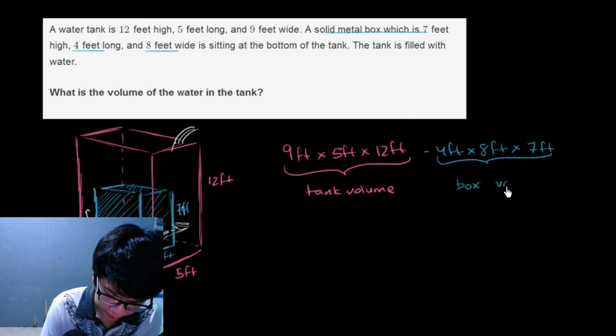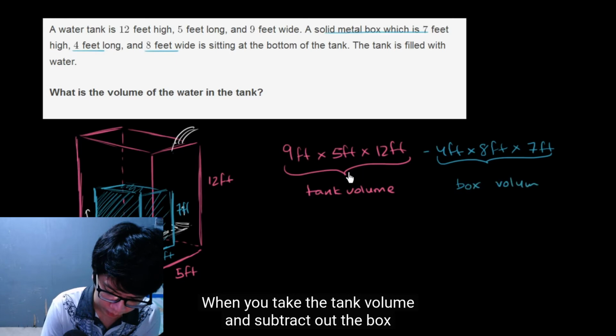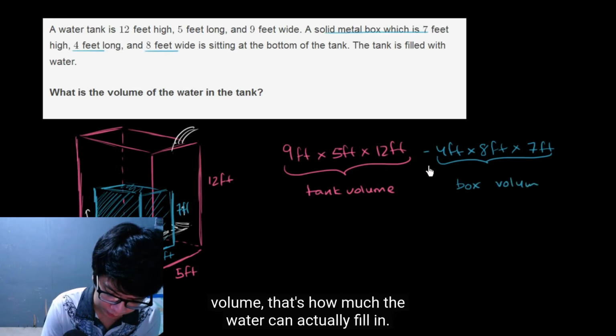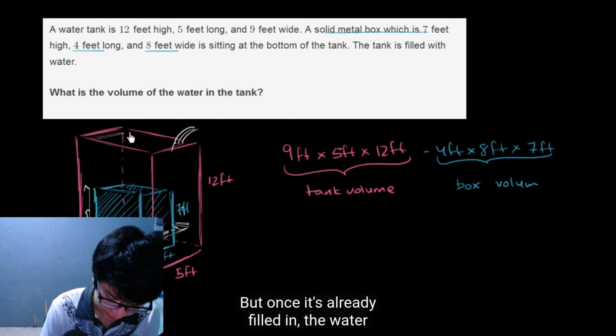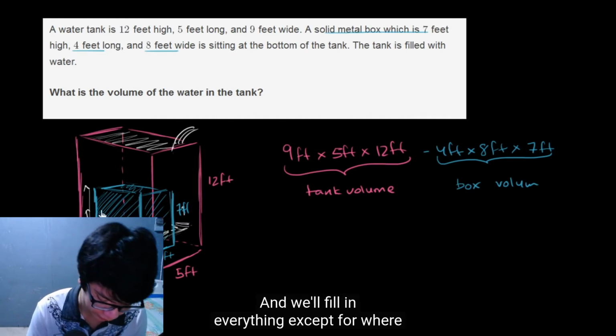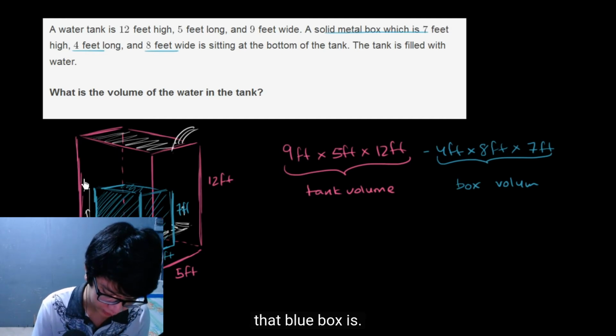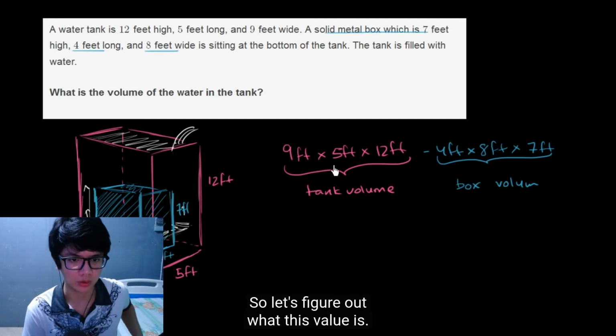The box volume. And so when you take the tank volume and subtract out the box volume, that's how much the water can actually fill in. Once it's filled in, the water is going to go all the way to the top here, and it will fill in everything except for where that blue box is. So let's figure out what this value is.